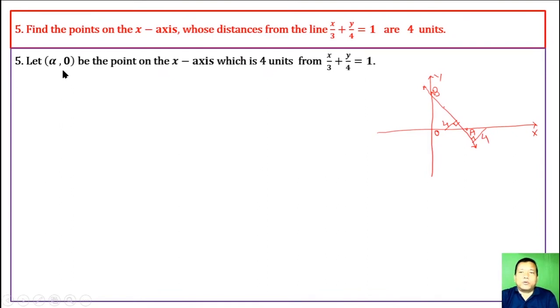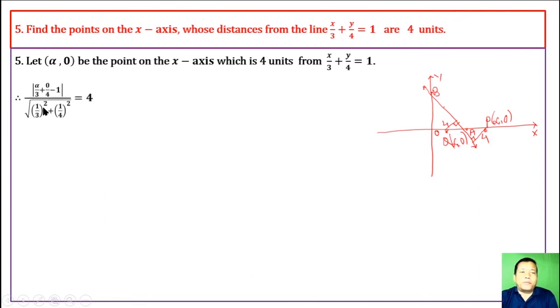Let us find these points. Suppose this is P and this is Q. The y coordinate of this point will be 0, and the x coordinate may be, suppose, alpha. For this also the y coordinate is 0, and this is also alpha. Let alpha, 0 be the point on the x-axis which is 4 units from this line.